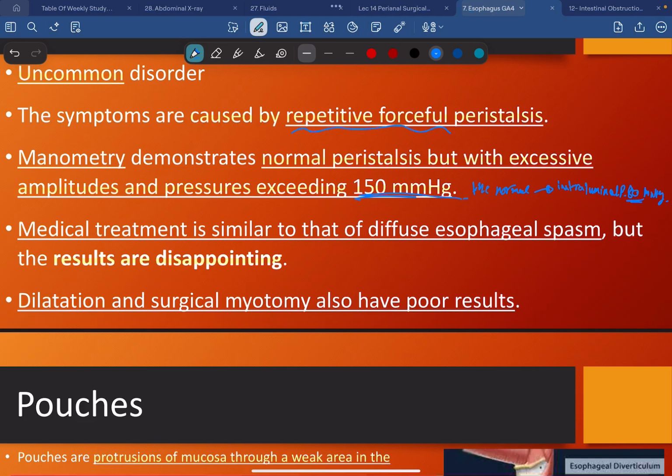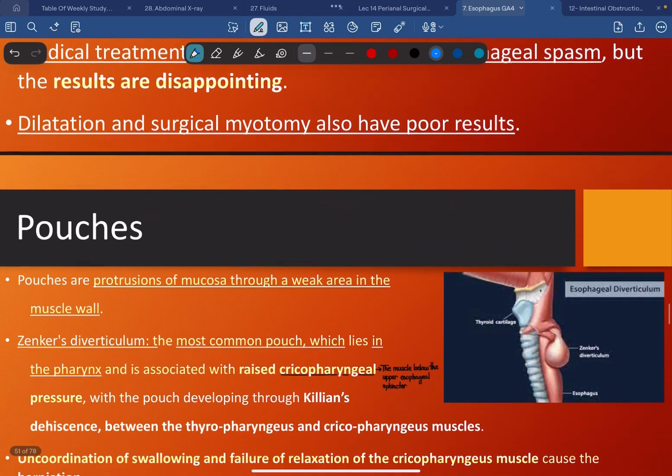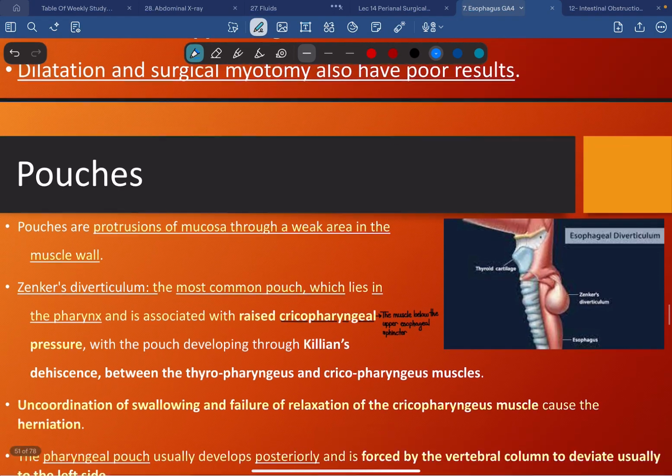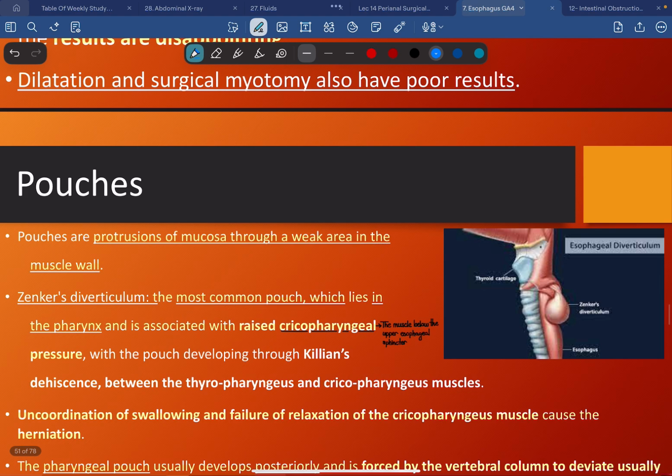The treatment is difficult. There is no effective treatment for this condition, unfortunately. Surgical myotomy has poor results, dilatation has poor results, and sometimes it is treated medically with nitroglycerin as the diffuse esophageal spasm.